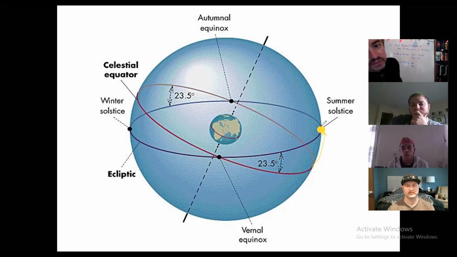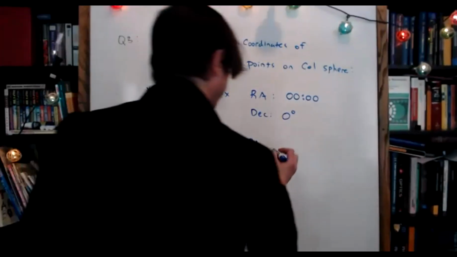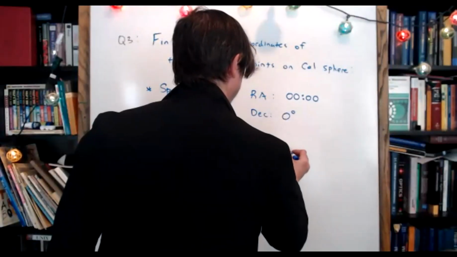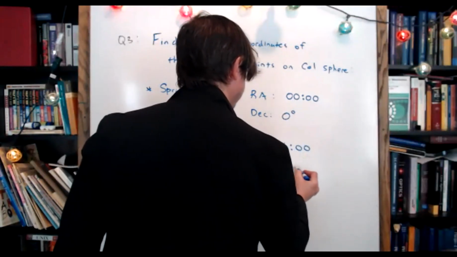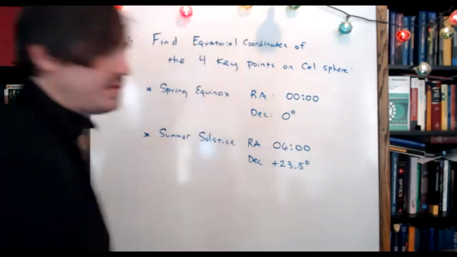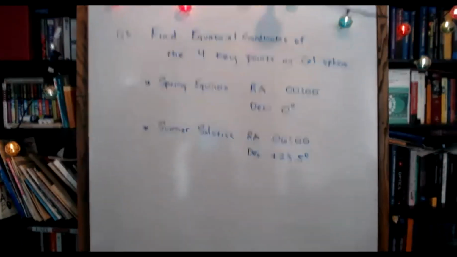All right, so 6 hours. What about the declination? Is that 23.5 like on the graph? Yeah, it's positive 23.5 though. Positive 23.5 degrees. Not bad. Okay. I like it.